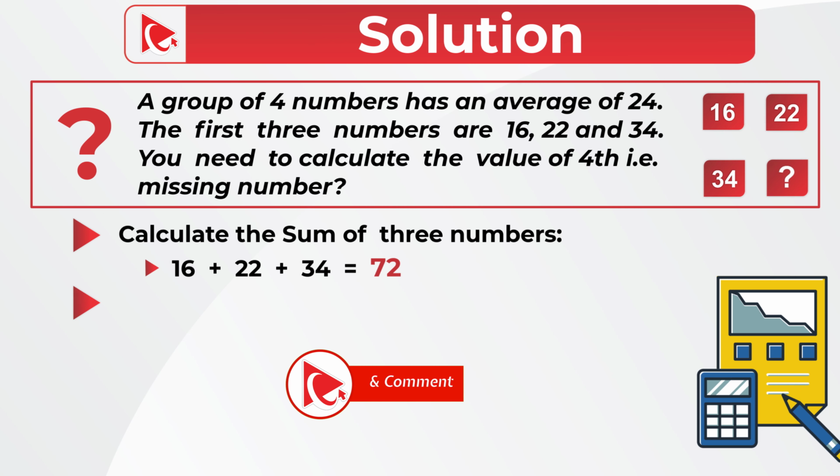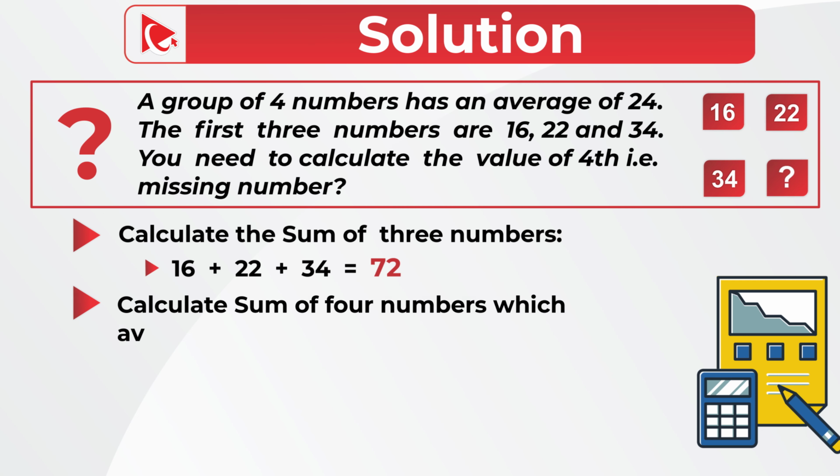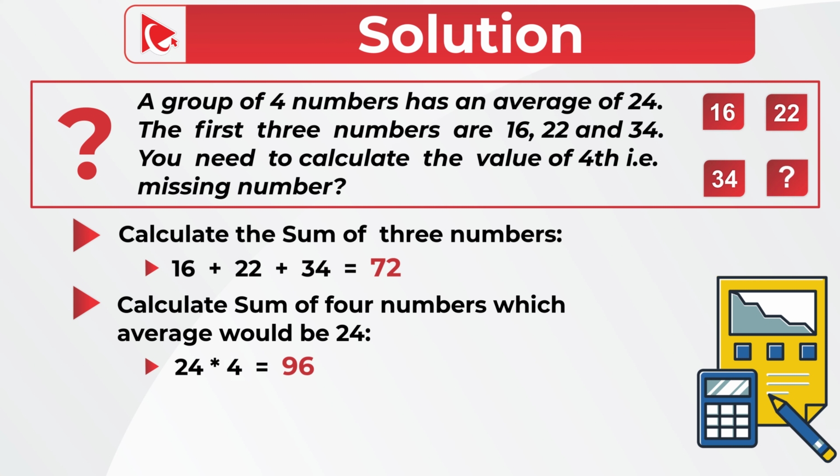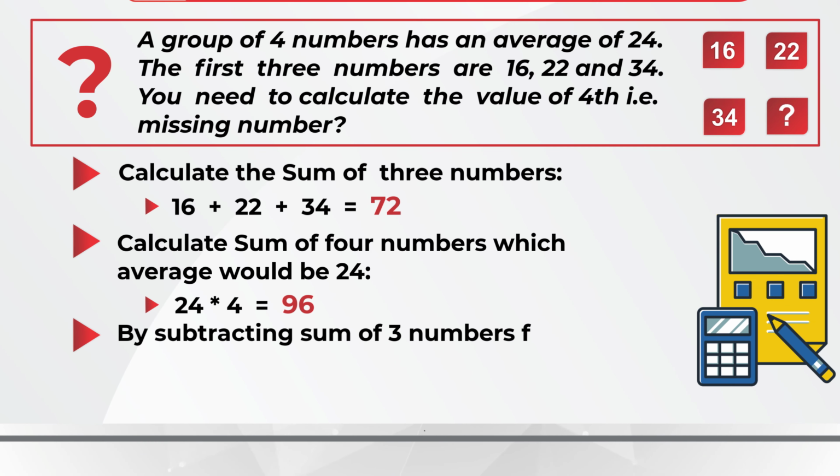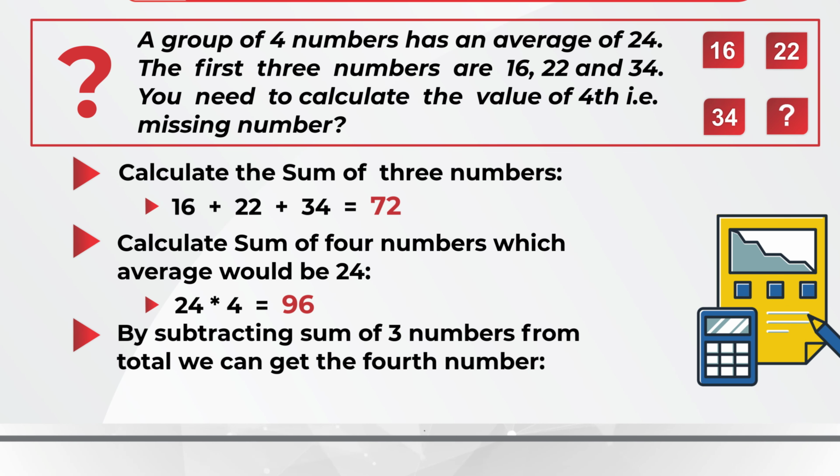In the next step, we need to determine what would be the sum of 4 numbers for which the average would be 24. To do this, we need to multiply 24 by 4, and the end result of this would be 96. And in the last step, we need to subtract the sum of 3 numbers from the total where the average will be 24 to calculate the 4th number. 96 minus 72 equals 24.